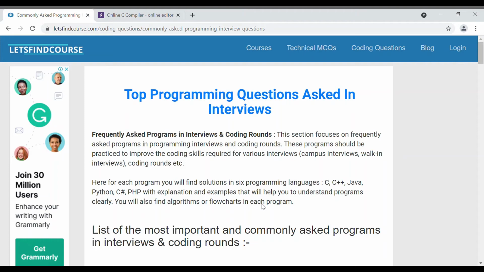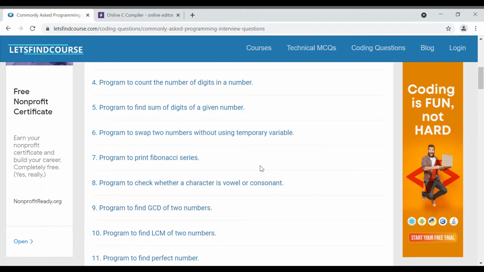Back to our series on commonly asked programming questions. So today we are going to discuss our next question, that is program to find GCD of two numbers. Okay, so guys, let's start.